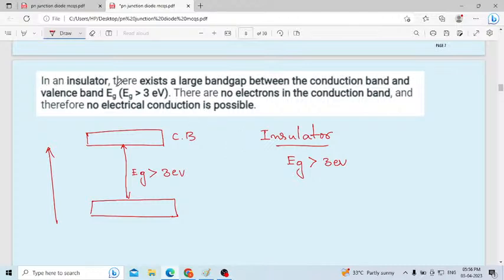In an insulator, there exists a large band gap between the conduction band and valence band. Yes, you can observe a large band gap or energy gap. It will be more than 3 electron volt. There are no electrons in the conduction band and no electrical conduction is possible. Can you identify any electron in the conduction band? No, there is no electron in the conduction band.